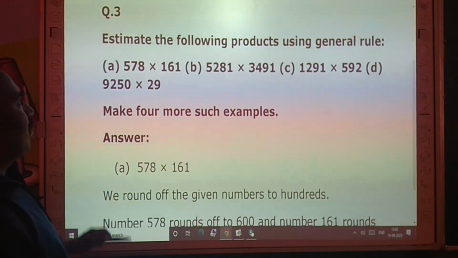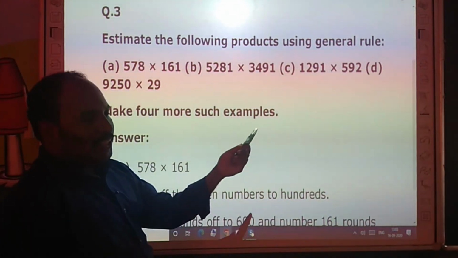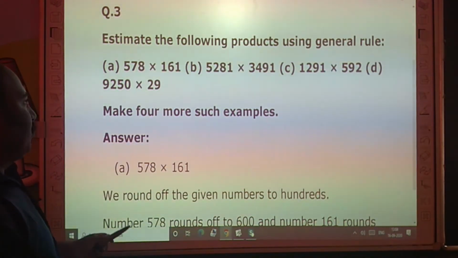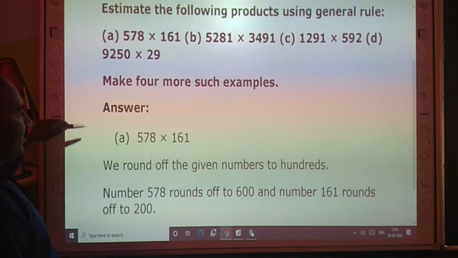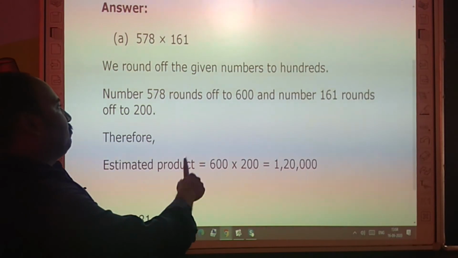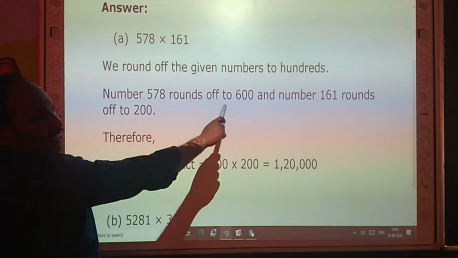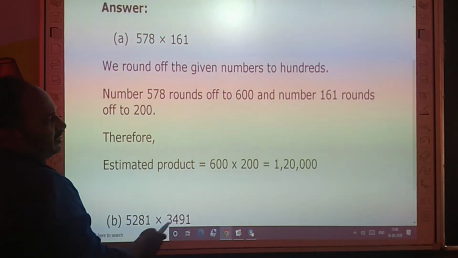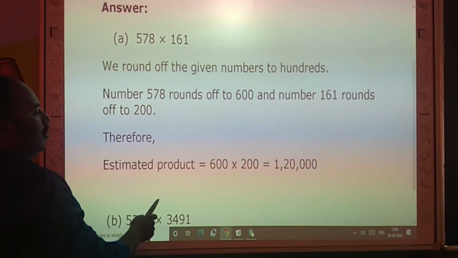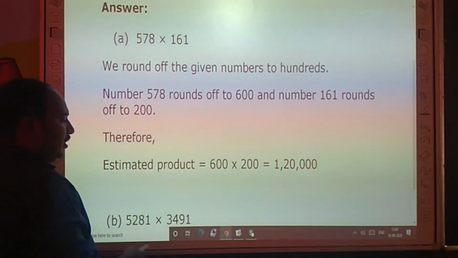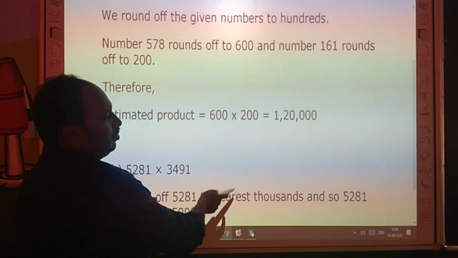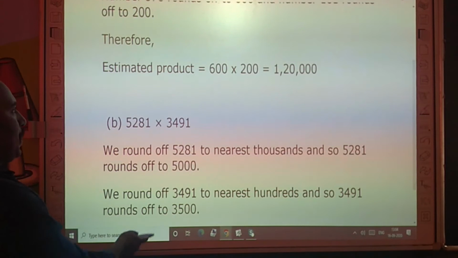Question number 3. Estimate the following products using the general rule. 578 into 161. We round off to the nearest 100. So 578 is nearest 600, that means nearest hundreds, and 161 is nearest 200. So 600 into 200. The estimated product, product means multiplication, 600 into 200 is equal to 1,20,000.